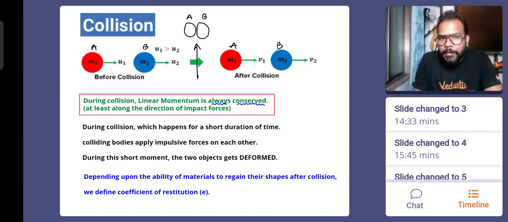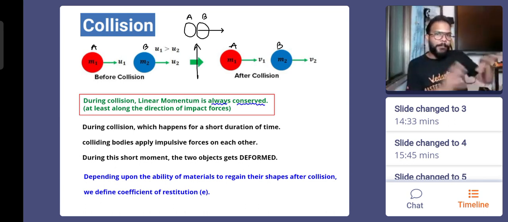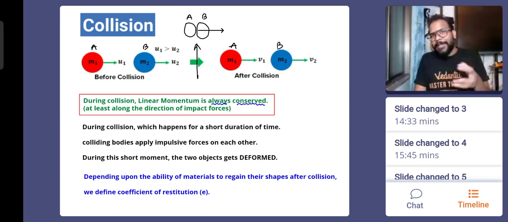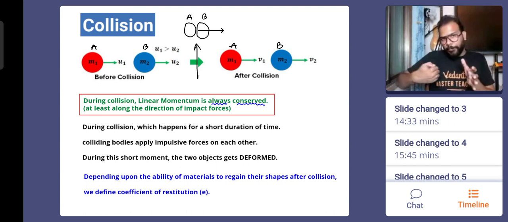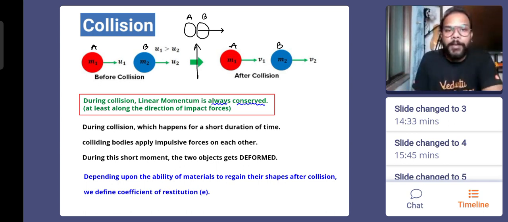So what happens? Body B will be experiencing a forward force because of body A. Body A is coming from behind, so obviously it will hit and push body B further forward. Body B is already there, acting like a wall for body A. Body A comes, hits the backside of body B and experiences a force in the backward direction. The point is, both of them apply equal and opposite force on each other.